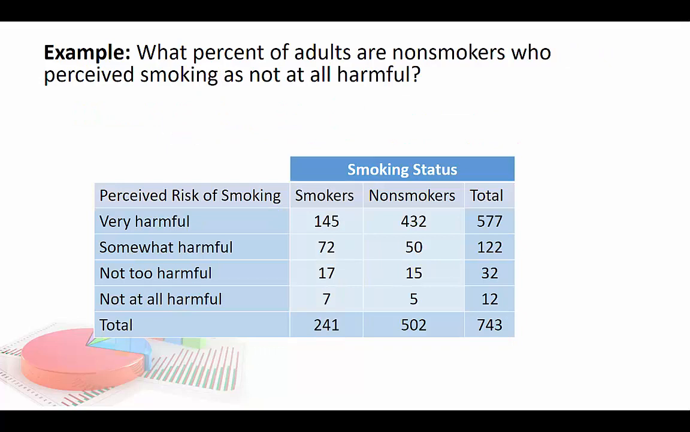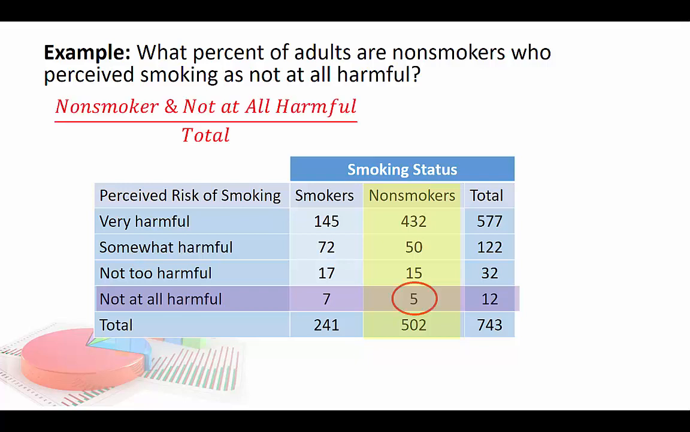Next question is, what percent of adults are non-smokers who perceive smoking as not at all harmful? Well, I'm looking only at non-smokers and also only at people who think it's not at all harmful. So those are 5 people. That's the top part of my fraction here. Then I need the total. It's the same total. 5 over 743, 0.0067 or 0.67%.